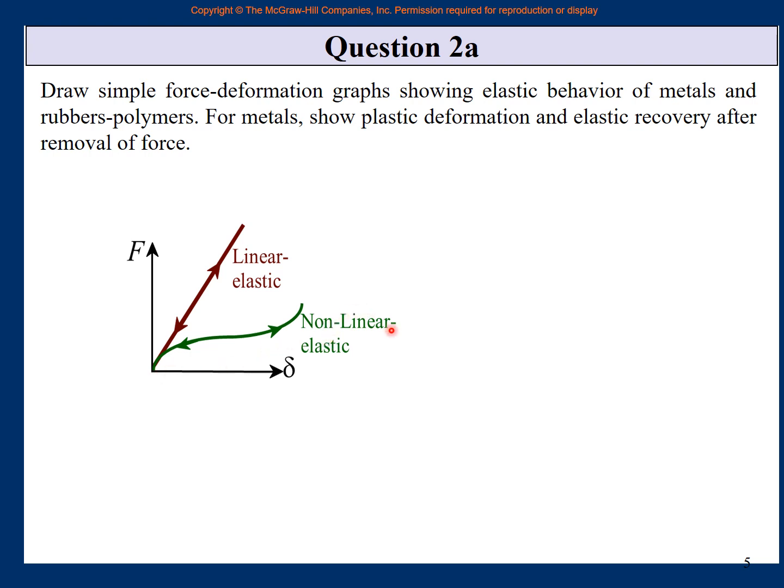For polymers and rubbers, which are non-linear elastic, it is not a straight line, it is a curve. But again, this arrow means when you increase the force, the deformation is increasing. When you decrease the force, the deformation is decreasing. After you have removed all the force, it goes back to zero. So it is a non-linear curve, but because the deformation goes back to zero when you remove the force, it is still elastic.